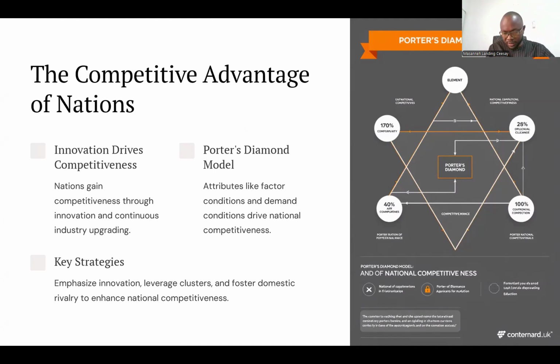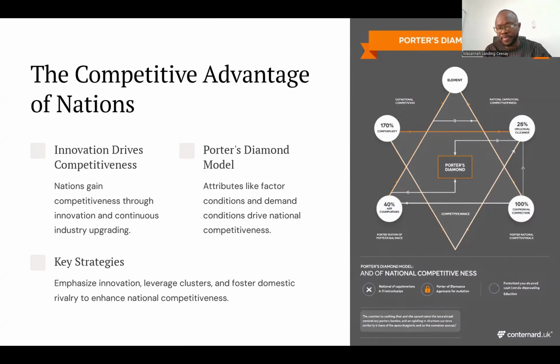So basically, the model explains factors that can provide competitive advantage for nations. In fact, Porter's diamond model is sometimes referred to as the national competitive model. So basically, it's a model that helps countries to become competitive, and it's used by both governments and businesses, and it focuses on four factors.